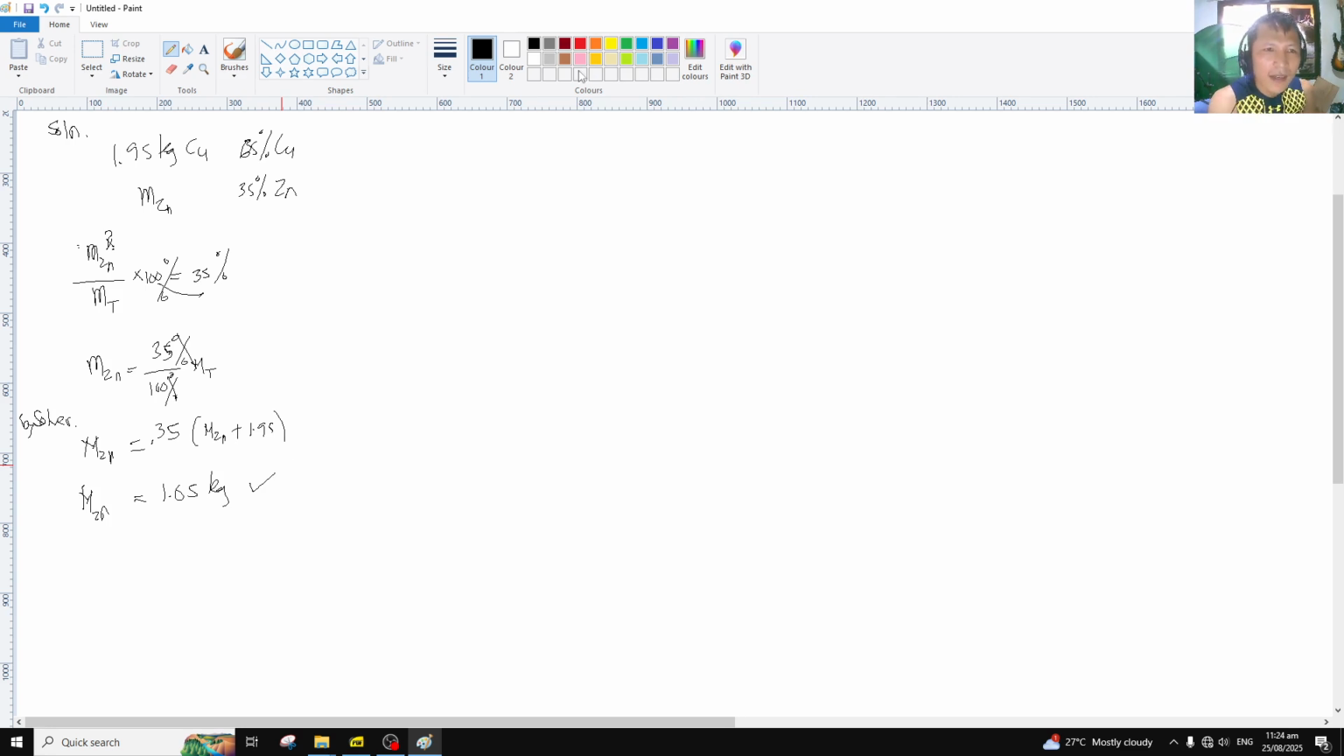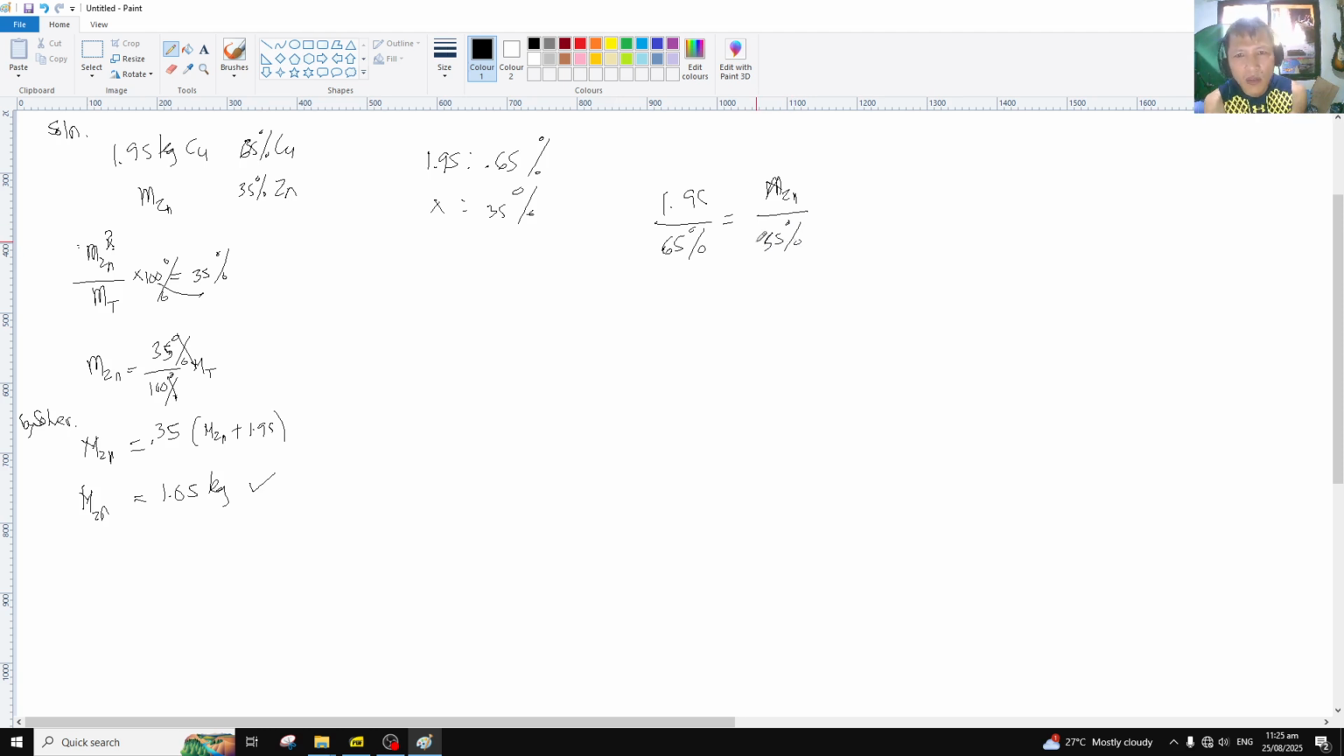Anyway, another way to solve this one is using the concept of ratio and proportion. You can say 1.95 is to 0.65, or 65%, and then you have x is to 35%. You can say 1.95 over 65% is to x. Or mass of zinc over 35%.